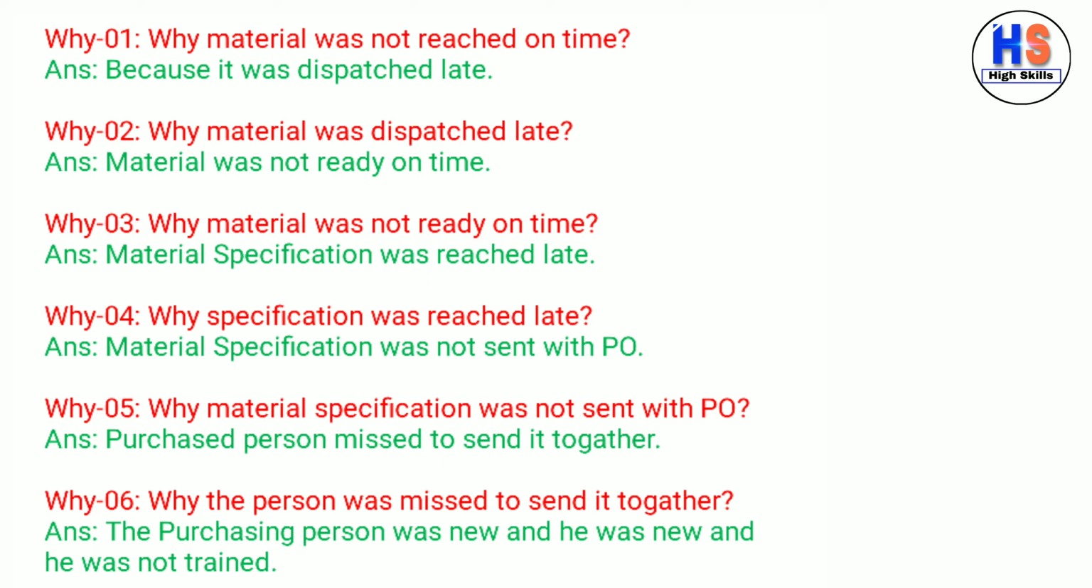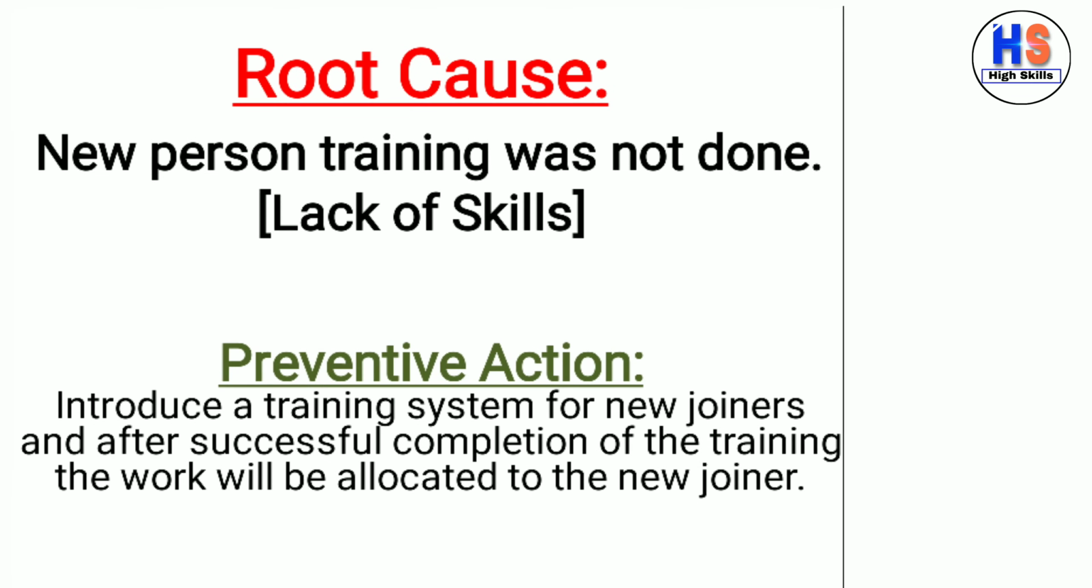Fifth why: why material specifications were not sent with PO? Its answer is, the purchase person missed to send it together. Sixth why: why did the person miss to send it together? Answer is, the purchasing person was new and he was not trained. What will be its root cause? The root cause will be, new person training was not done and he has lack of skills.